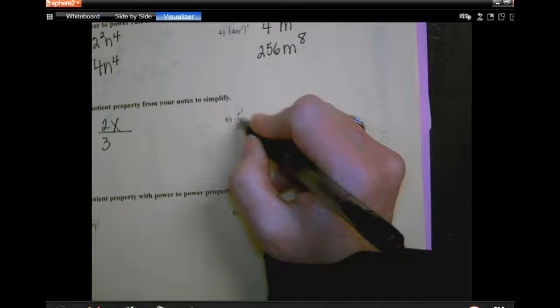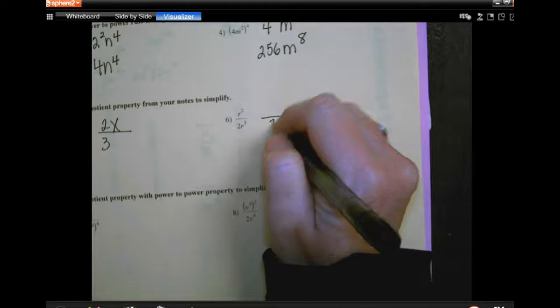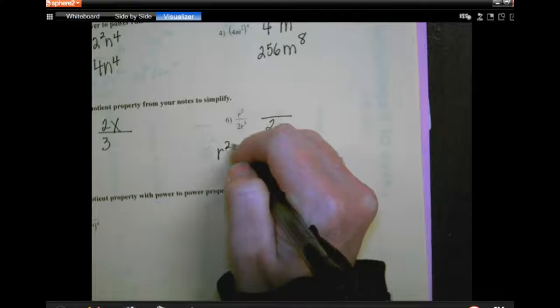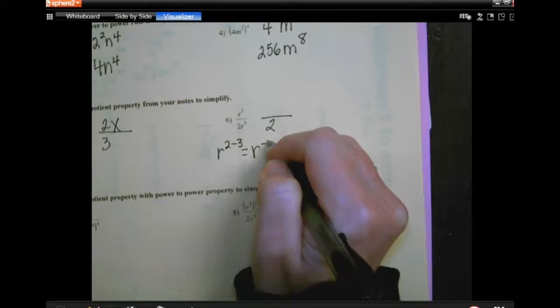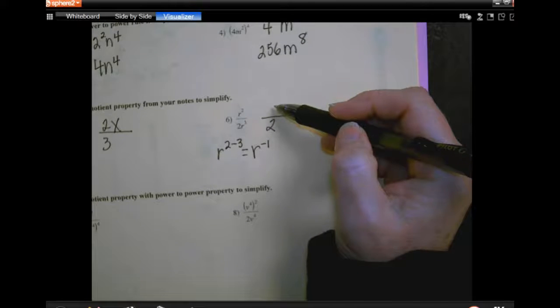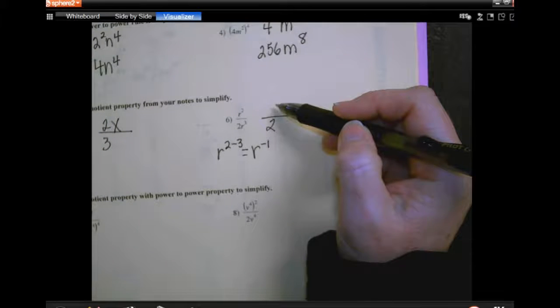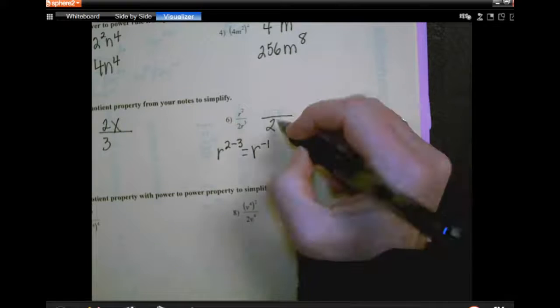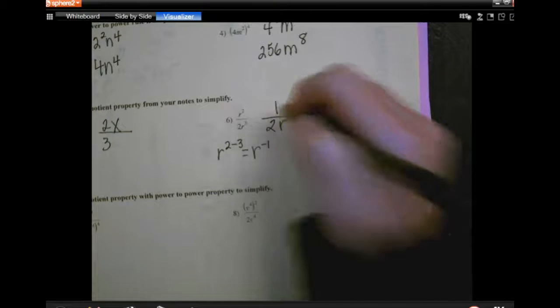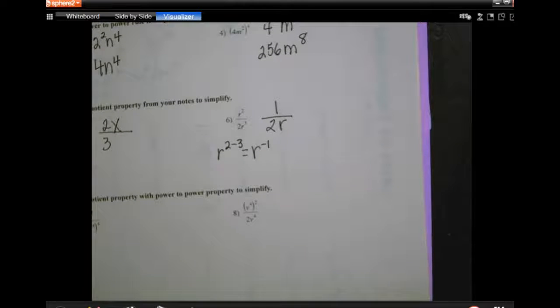So here's the example I was just working. I can't do anything with the 2, so the 2 is going to stay there. So I get r to the 2 minus 3, which is r to the negative 1. And that would be on top. But we can't have a negative exponent, so where do I have to move that? To the bottom, and it becomes r. But now there's nothing on top, so just put a 1. It's not complicated.